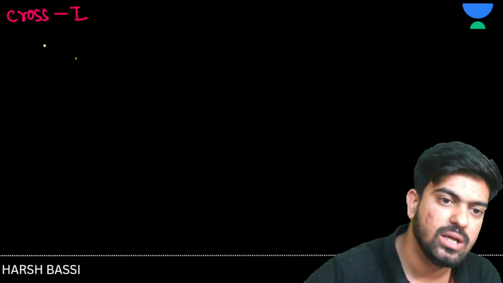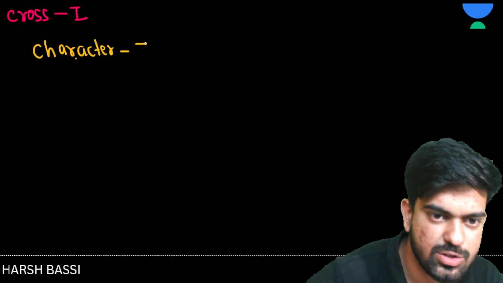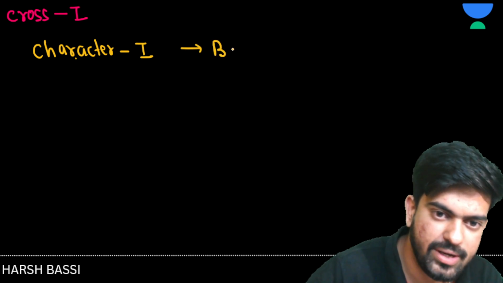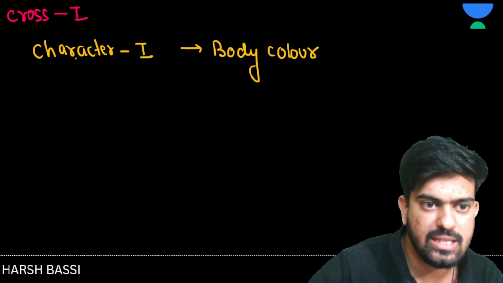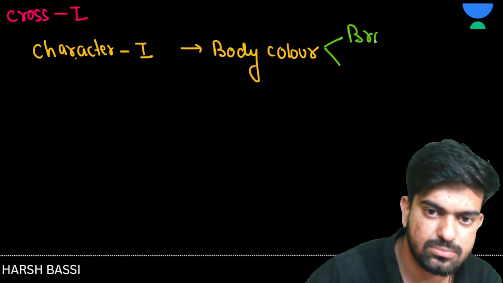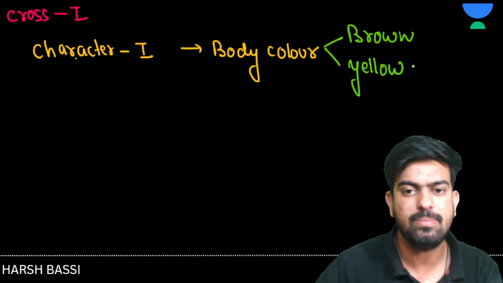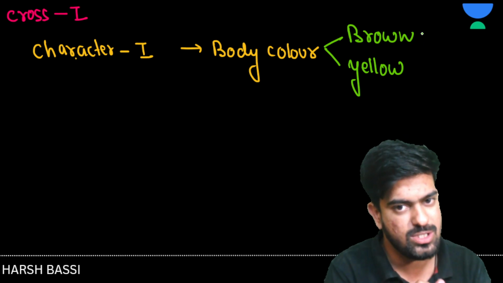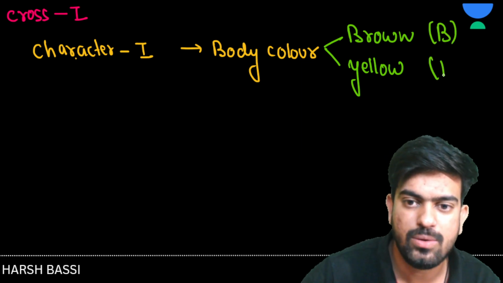Okay, so let's see cross 1. In cross 1, the number one character which was chosen by Morgan was body color. The body color was basically of two types. One is brown, the other one is yellow. Now here there is a little bit of change in the representation. Although brown is dominant and yellow is recessive, we're not going to write brown as capital B and yellow as small b.